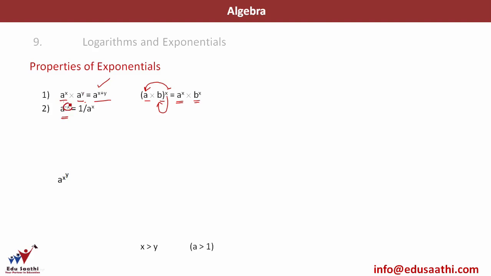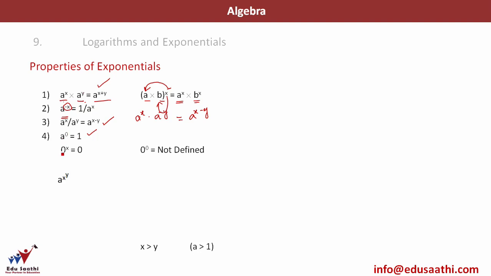Negative will become positive. Third, a raised to power x over a raised to power y. Again, I could write it as a raised to power x into a raised to power minus y. When the bases are same, powers can be added or subtracted. So I'll get my answer as a raised to power x minus y. Fourth one being a raised to power 0 is equal to 1. Anything raised to power 0 is always 1.